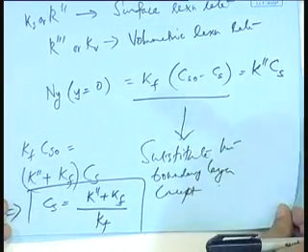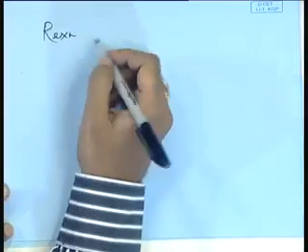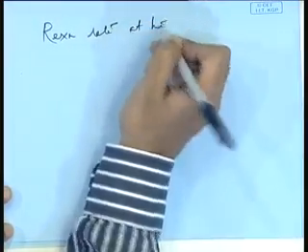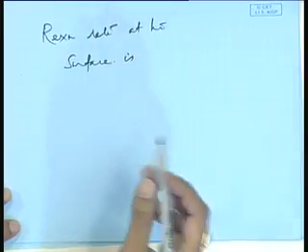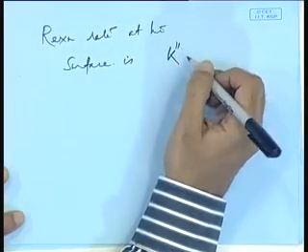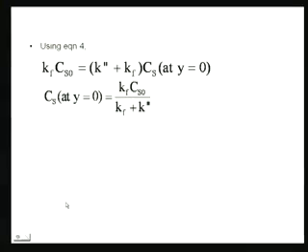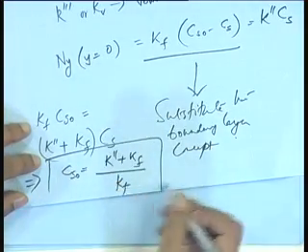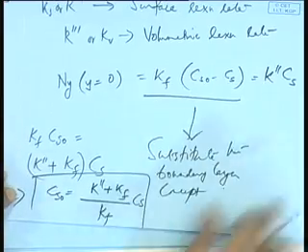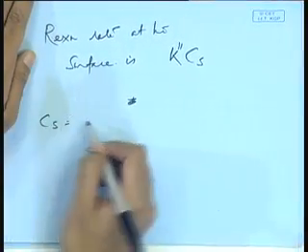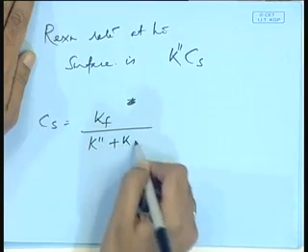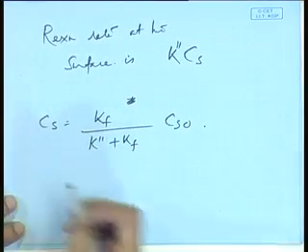That's fine. So this is what you get, and once you get that, what does it mean now? Your reaction rate at the surface is k double prime times cs, right? So cs naught equals this times cs. So cs equals kf over k double prime plus kf times cs naught, right. So your reaction rate is this.